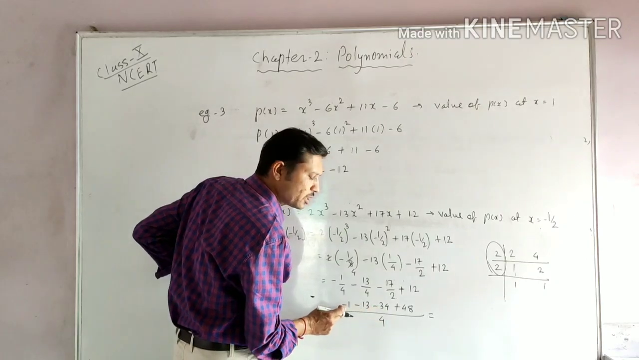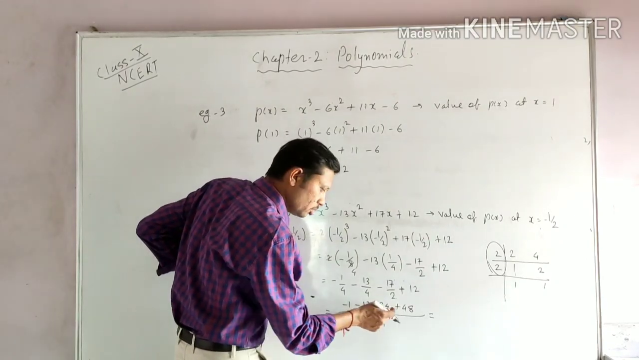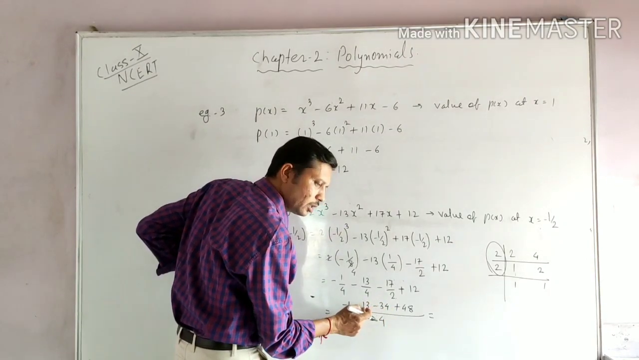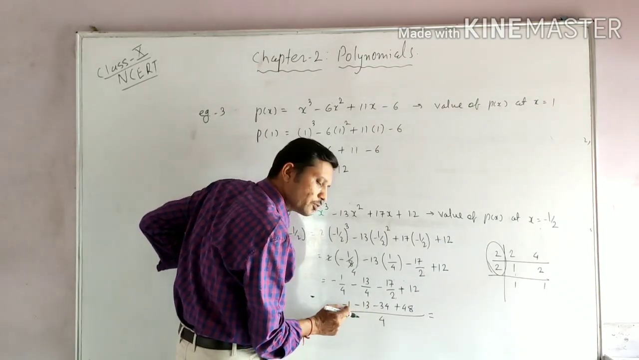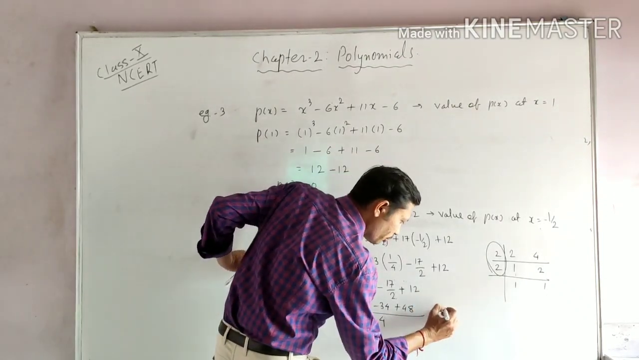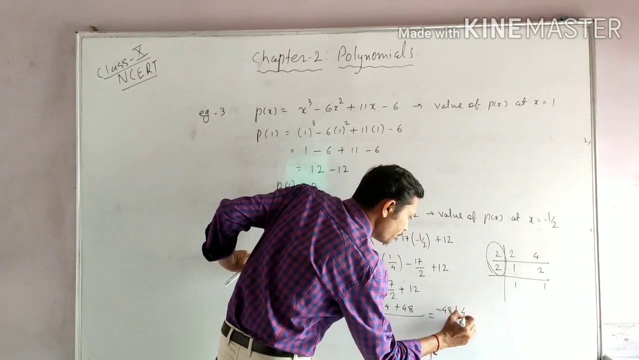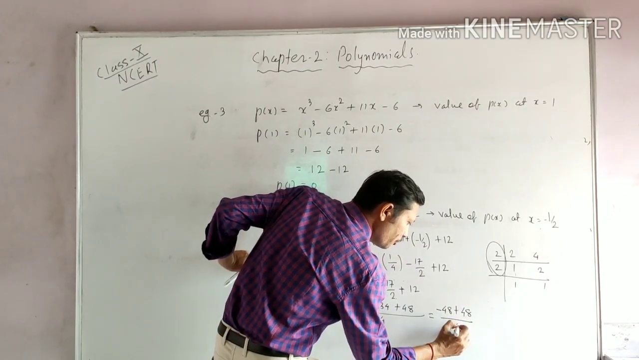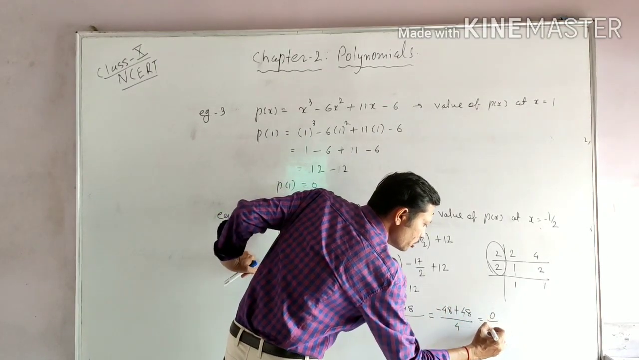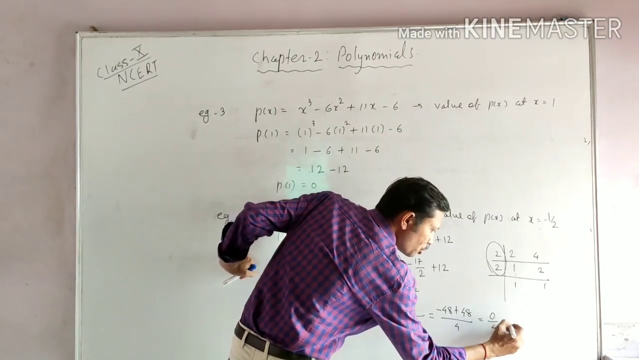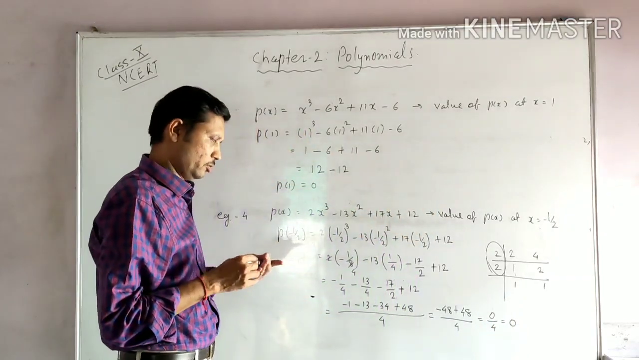Now these three numbers are all negative, so make the addition together. 34 plus 13 is 47, plus 1 is 48. So minus 48 plus 48, and denominator 4. So the numerator is 0 and the denominator is 4. So the overall answer is 0.